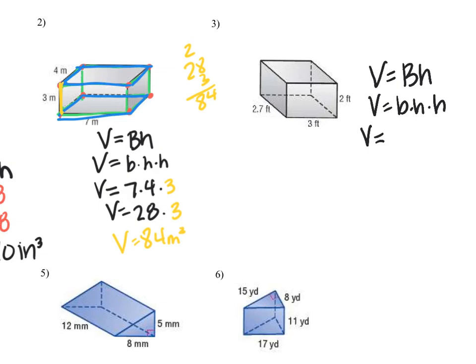Hopefully. Okay, what's my base here? 3. What's my height of my rectangle? 2.7. And then what's the height from base to base? 2. Okay, so now here's where I could do it in easier order. I could say 3 times 2 and get 6 times 2.7.